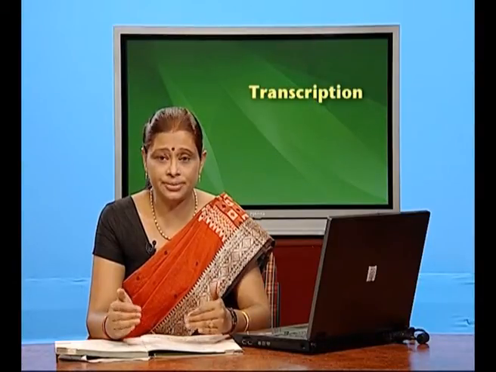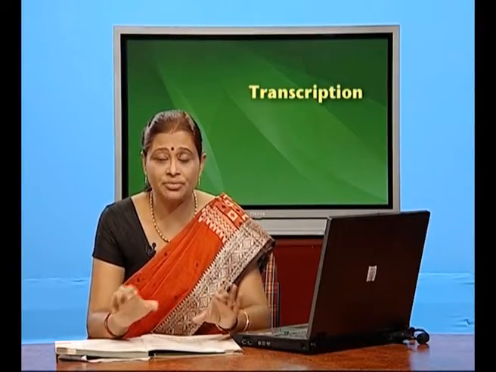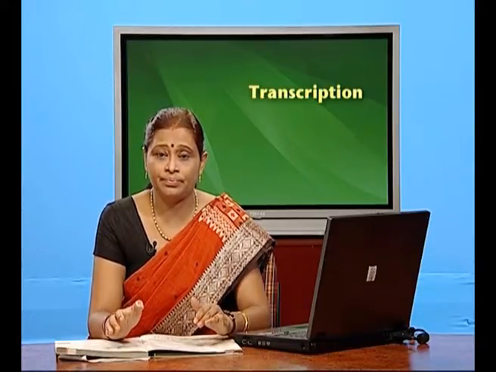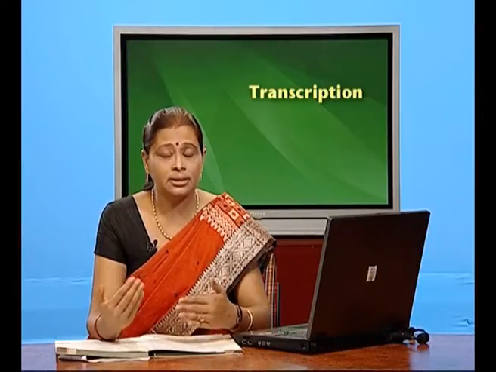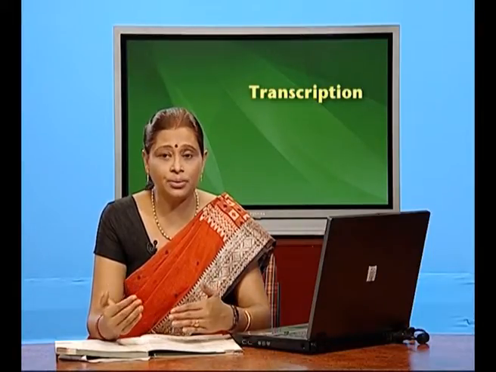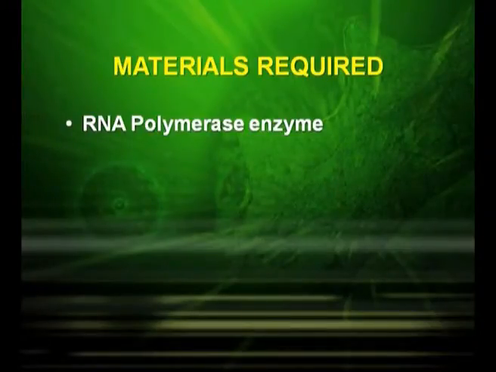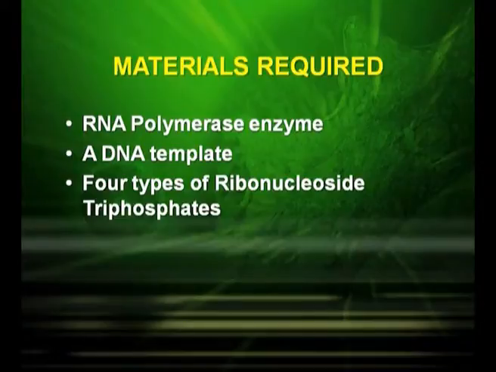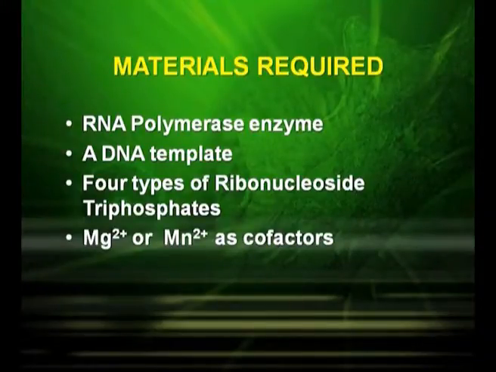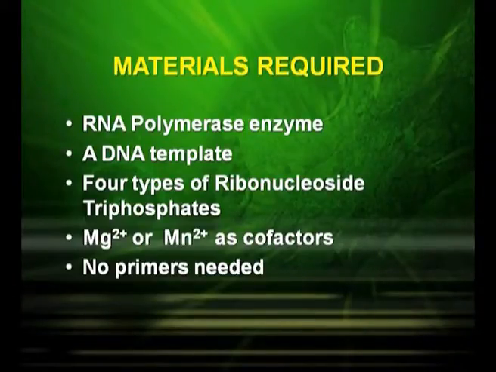It is called the coding strand because it is coding the sequence which is present in the messenger RNA. So therefore we have the two strands: the template, which is transcribed, and the coding, which is not transcribed. Now let us see what the materials required are. The first very important enzyme is the RNA polymerase, a DNA template, then 4 types of ribonucleoside triphosphates corresponding to 2 purines and 2 pyrimidines, then magnesium and manganese ions as cofactors. But a very important thing here is that no primer is needed, which was needed in DNA replication.